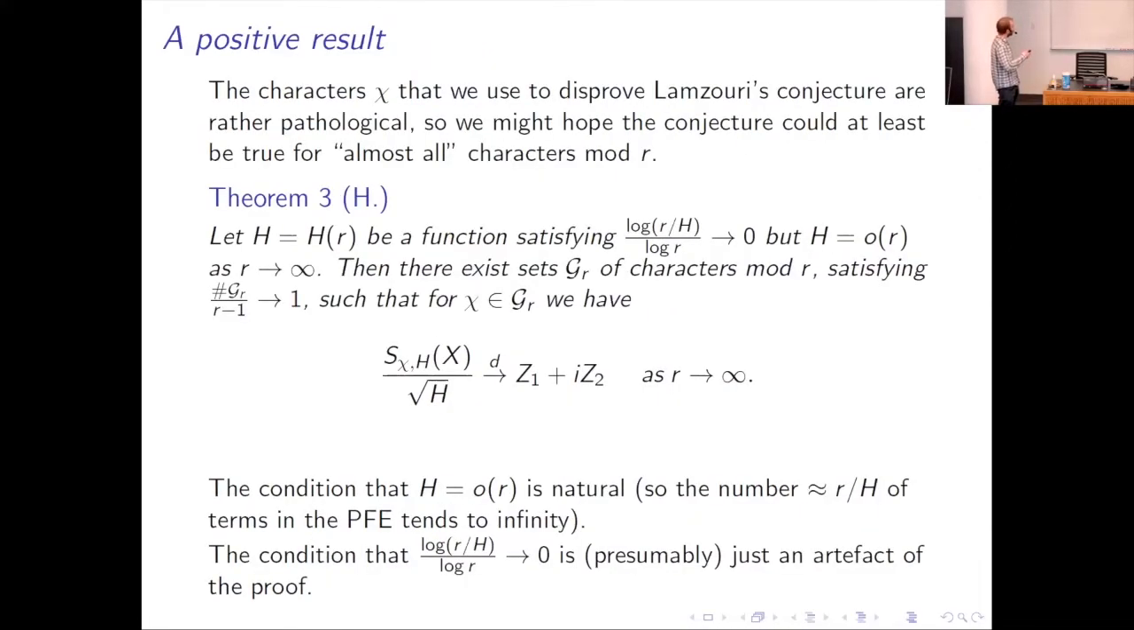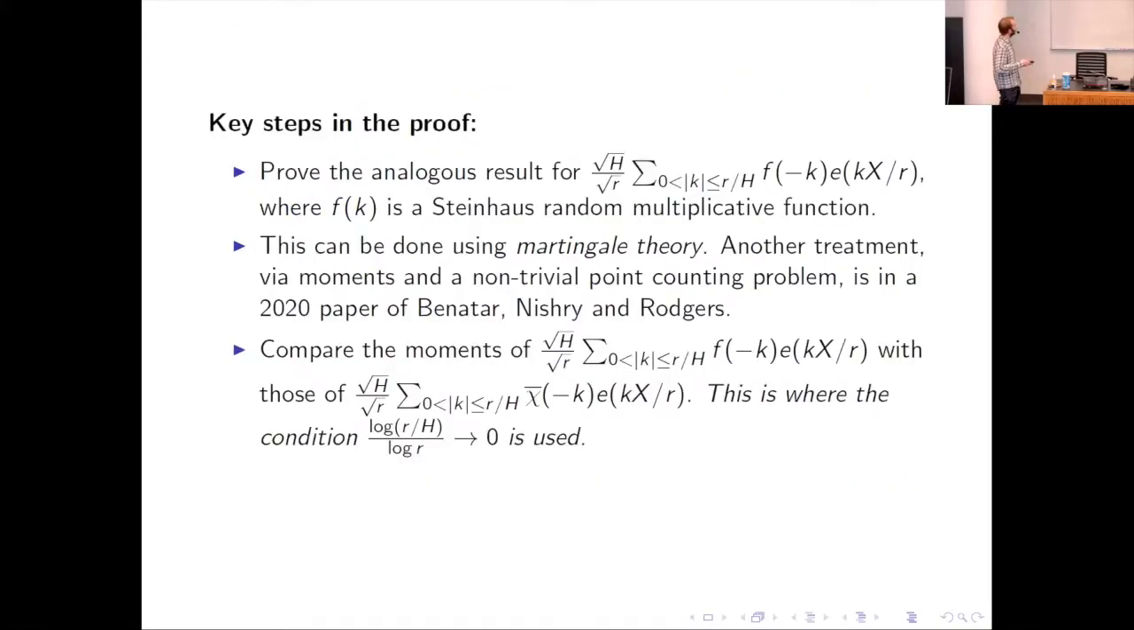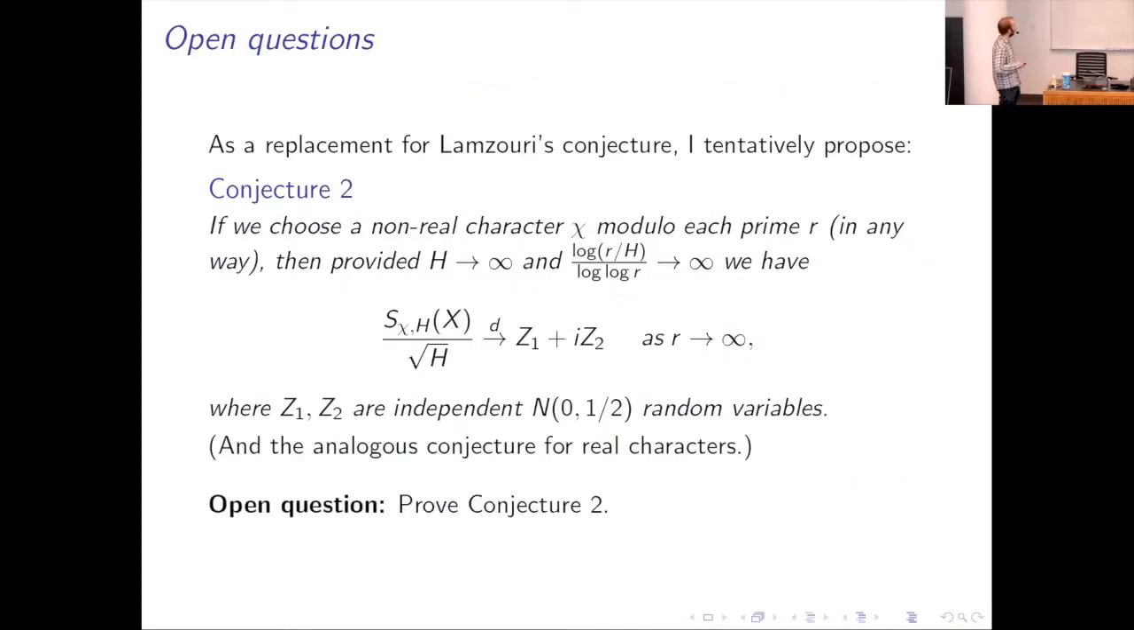Then there's this unfortunate other condition here. So this is saying that H is kind of close to R. So H is bigger than R to the 1 minus epsilon for any fixed epsilon. And this again arises because there's a use of the method of moments in the proof of this. So this probably shouldn't need to be here, but this is an actual condition. Okay, so for reasons of time, I won't discuss the proof of that now, but if people are interested, they can certainly ask.